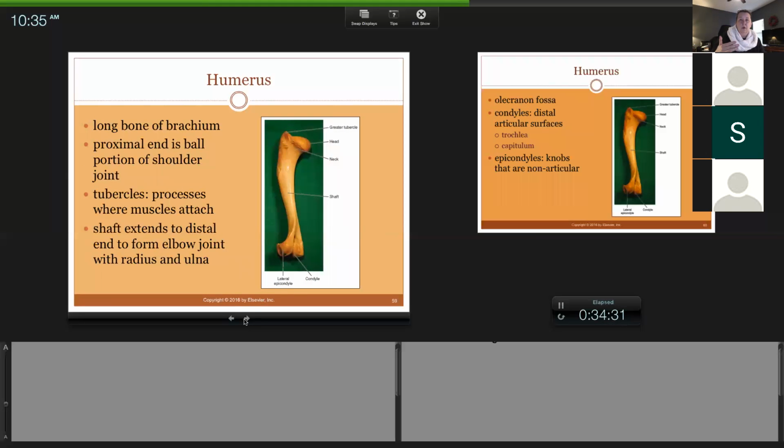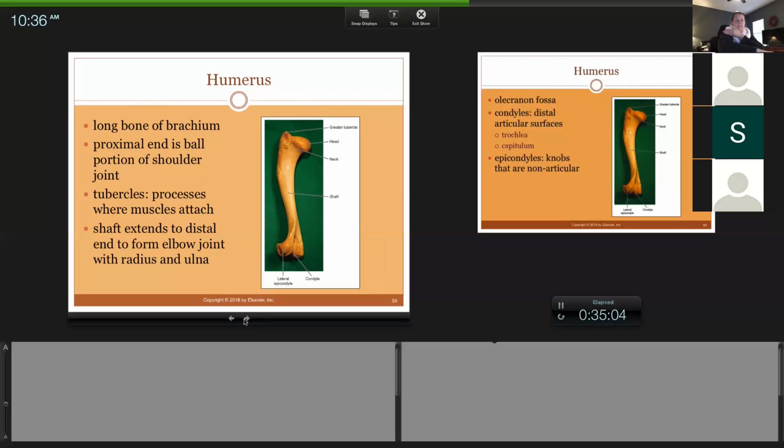Now, the humerus is a long bone. It's called the long bone of the brachium. Now, brachium is a term for forelimb. If I say brachium and I say anything about the hind limb, it's automatically going to be a false statement because your upper forearm is called the brachium. Your lower forearm is called the antebrachium. Ante means before.